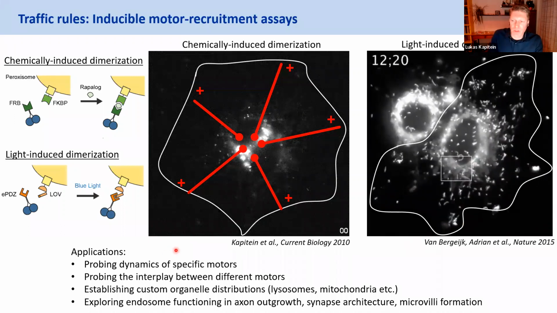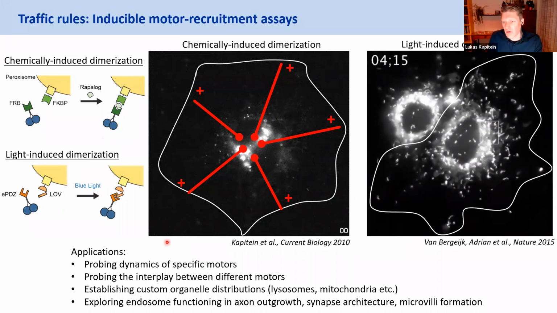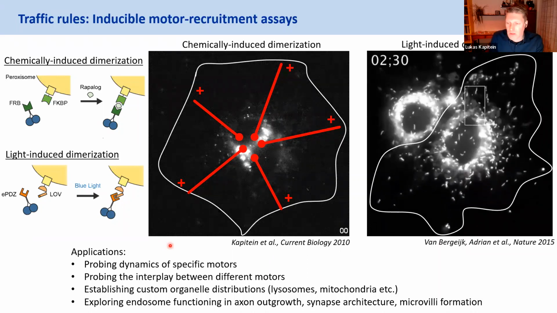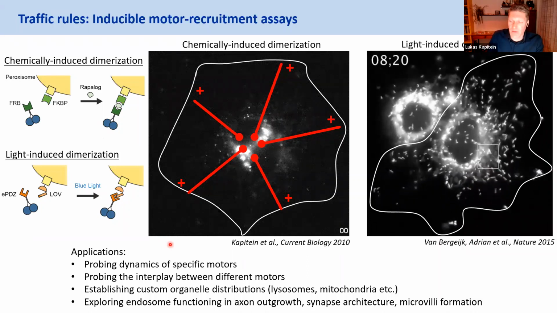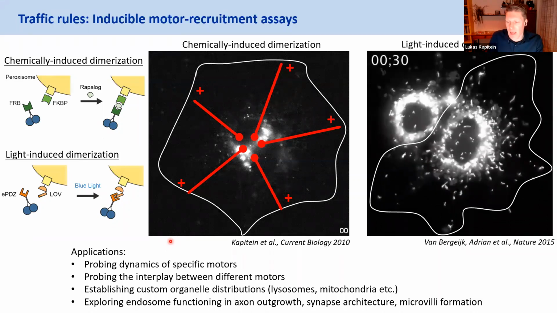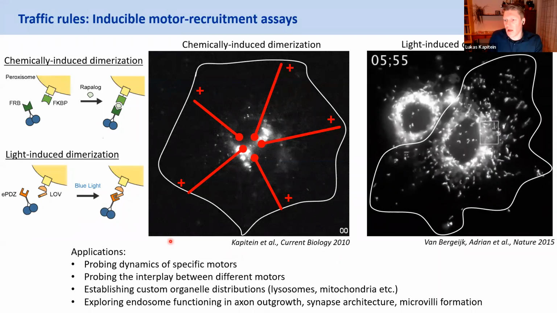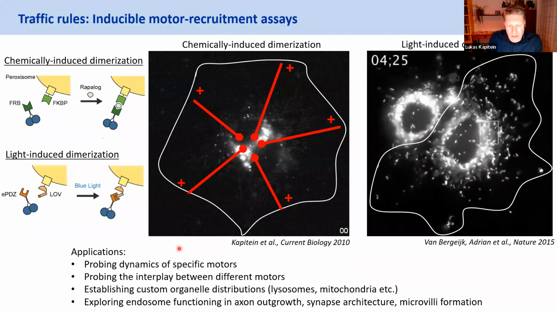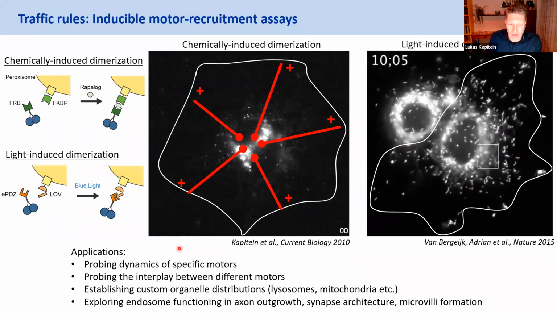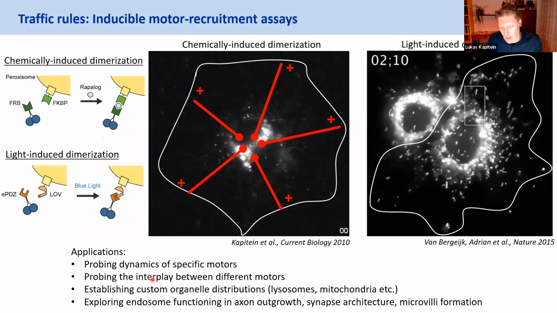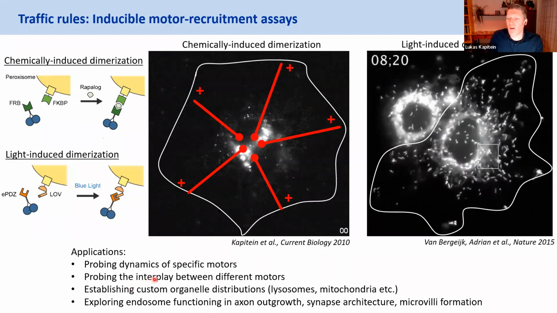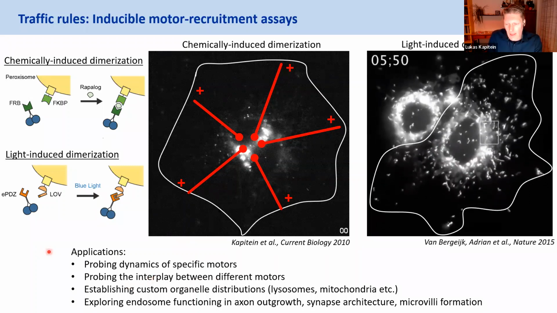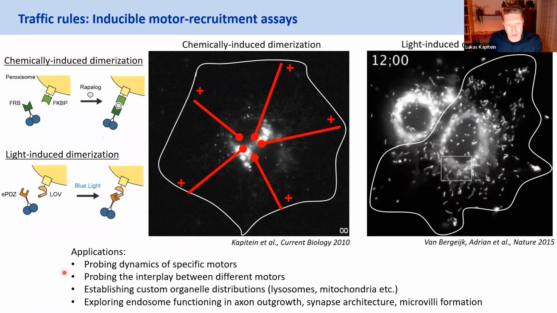And so we use these types of assays for a number of applications. First of all, probing the dynamics of specific motors, so we can really test all the kinesin family members one by one and see how they behave and what their preferential destination is. We can also make combinations of motors and see how they influence each other's behavior. And we can establish custom organelle distributions to really study the function of different organelles at different locations. This is something that a number of projects in the lab are along these lines.